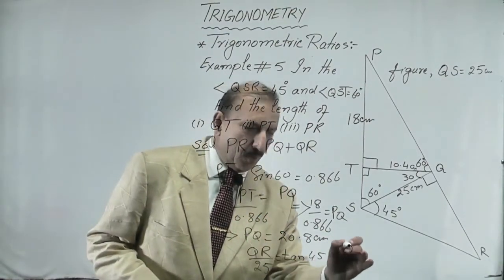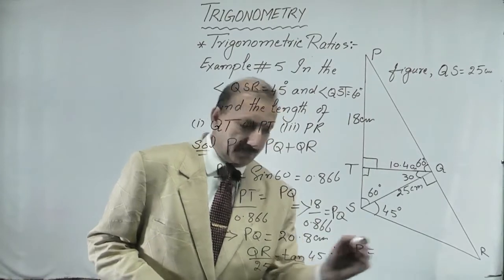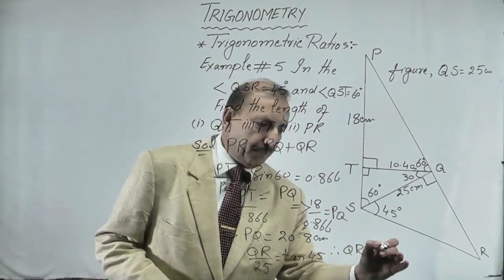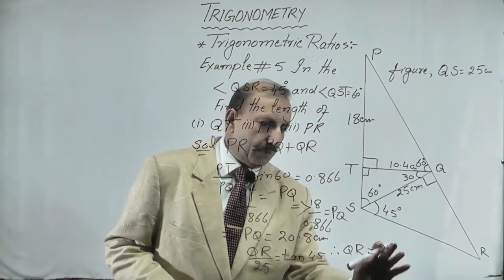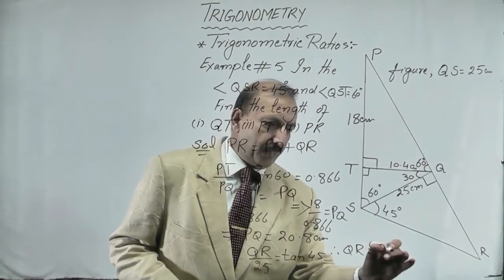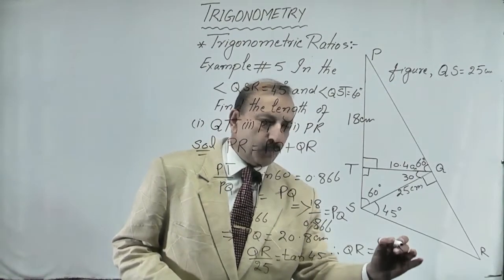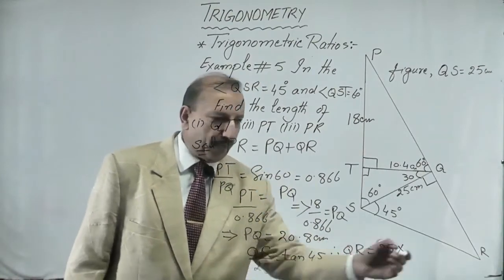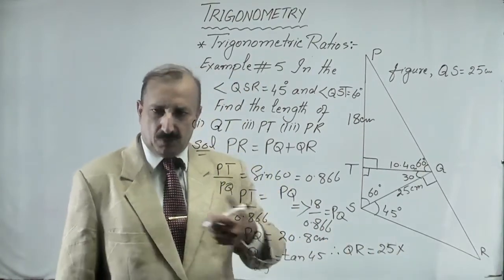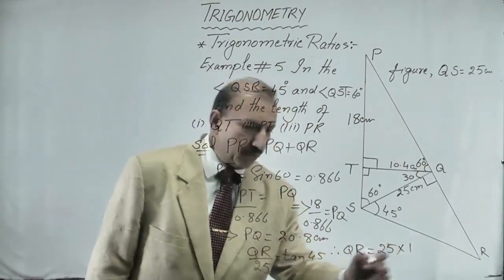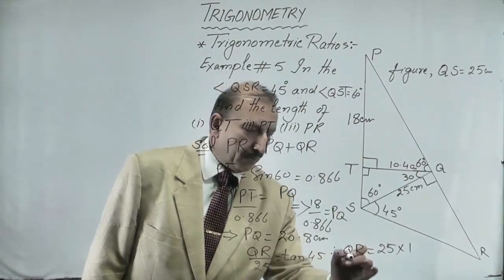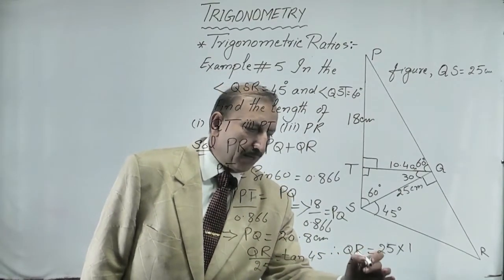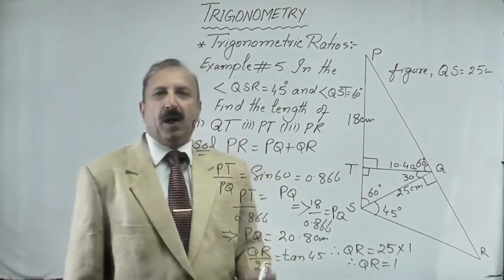Therefore, QR will be equal to 25 into the value of tangent 45. We know tangent 45 is 1. You can check the calculator. Its value is 1. So therefore, we got QR equal to 25.